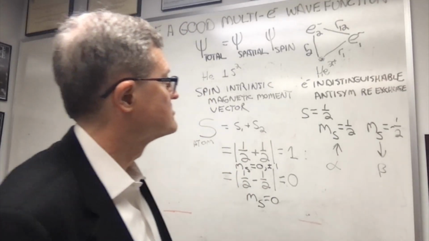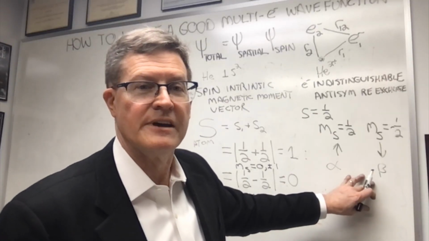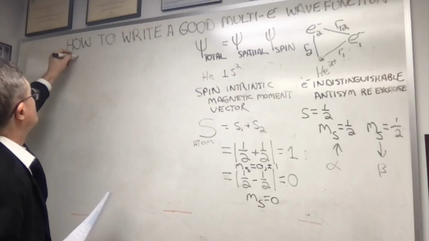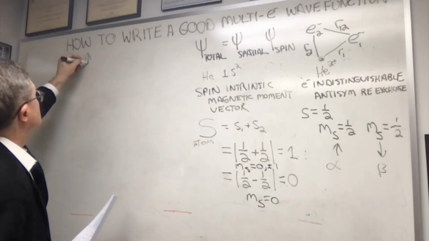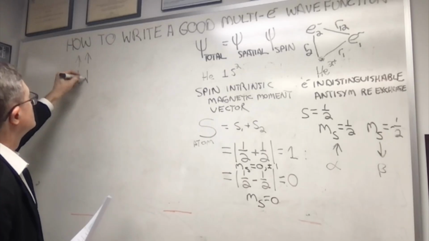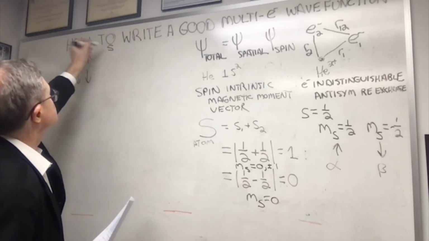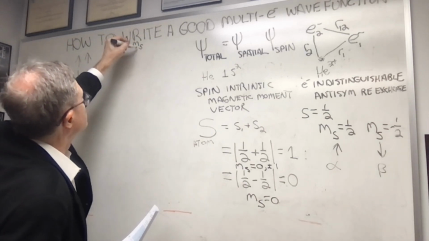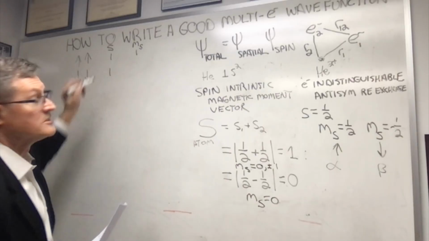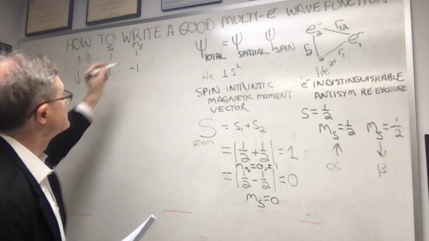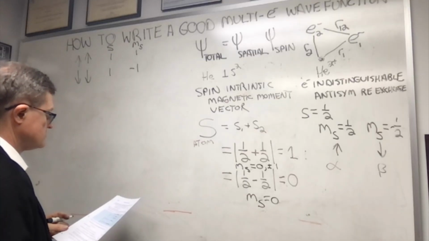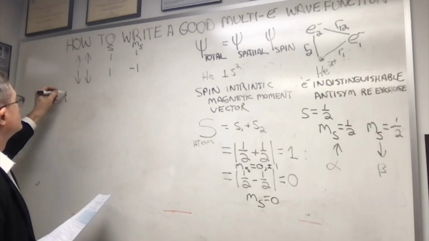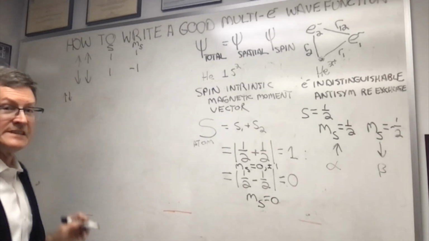So if we take 2 electrons, how can we put together these alpha and beta states? Well, let's take a look at this. We could put both up. We could put both down. Oh, that's easy. That must correspond to an S of 1 and an m sub s of 1, and this would correspond to an S of 1 and an m sub s of minus 1.